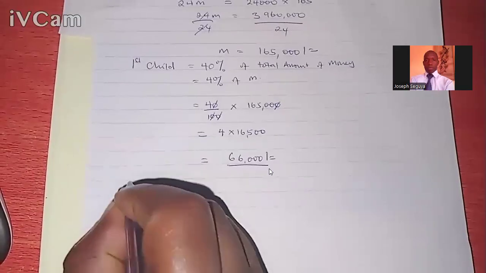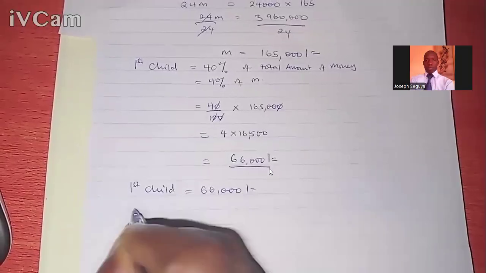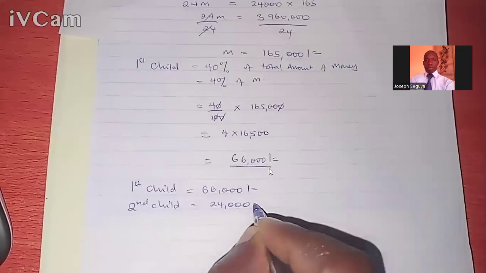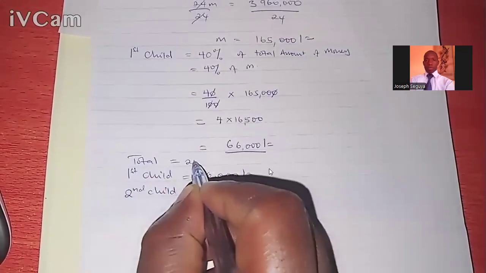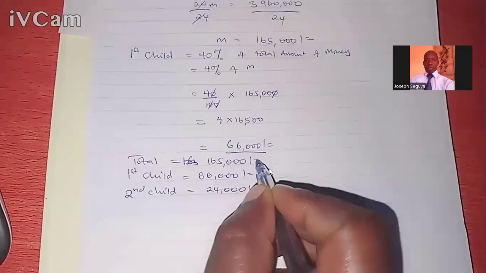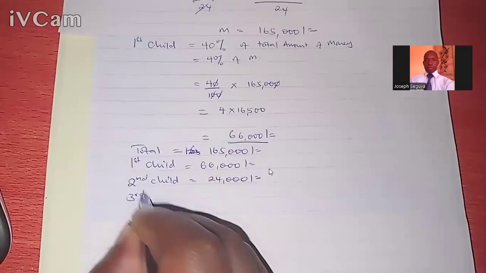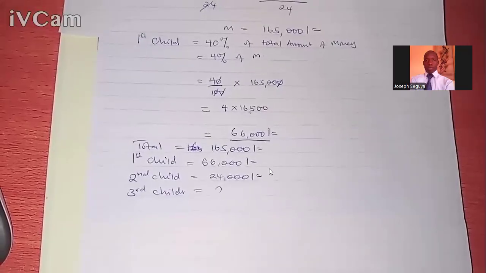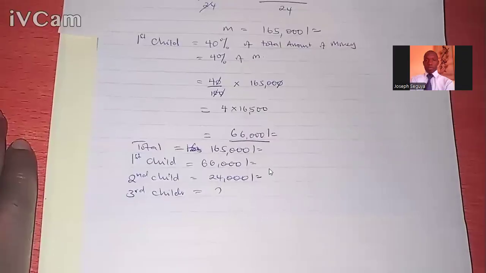Because we have the first child, who got 66,000. The second child got 24,000. And we know the total amount, our total is 165,000. So how do we get the amount for the third child? I'm posing a question to you. Anyone? How do you get the amount for the third child?